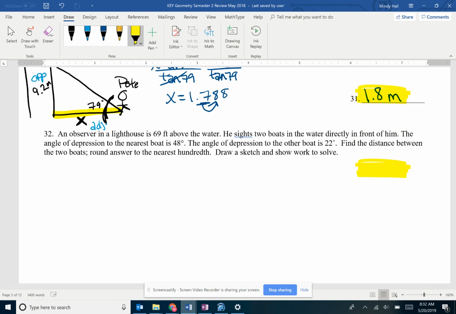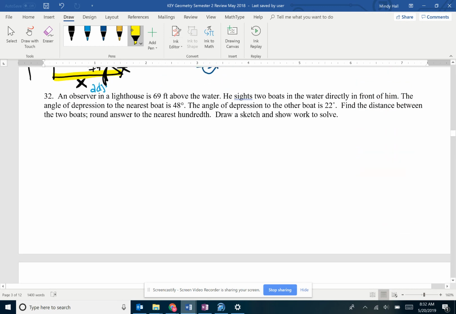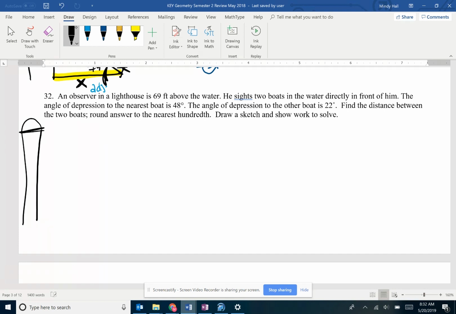All right. So then for number 32, we have an observer in a lighthouse that is 69 feet above the water. So this is my lighthouse, and we know it is 69 feet above the water. Now, we sight two boats directly in front of us, and the angle of depression to the nearest boat is 48 degrees.